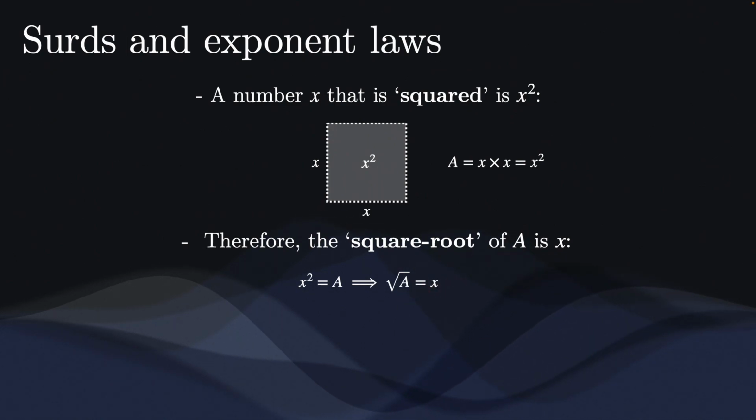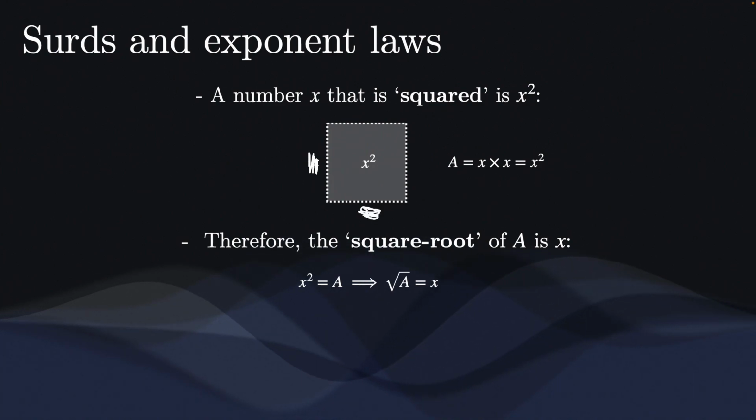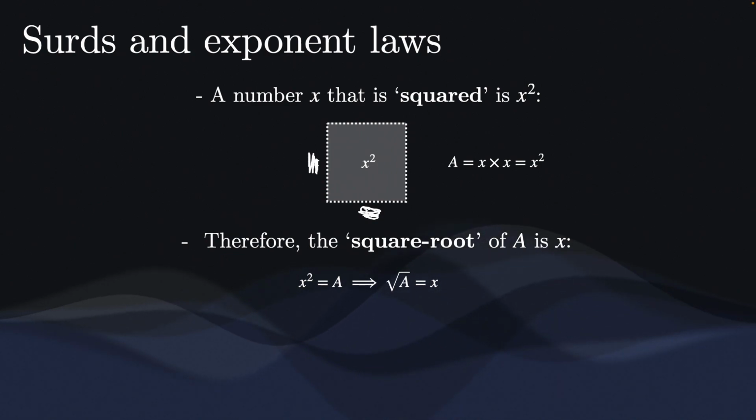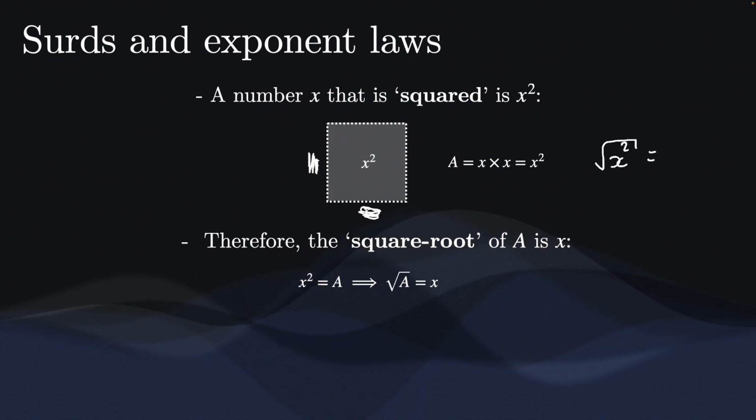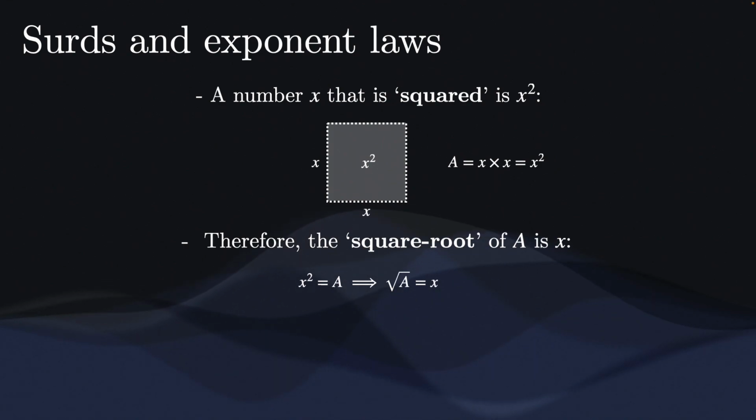So therefore, we say that the area of this is x squared. Therefore, we can find the side length x just by square rooting it. So therefore, if we do square root of x squared, it's just x. That's it. And that is what a square root is.